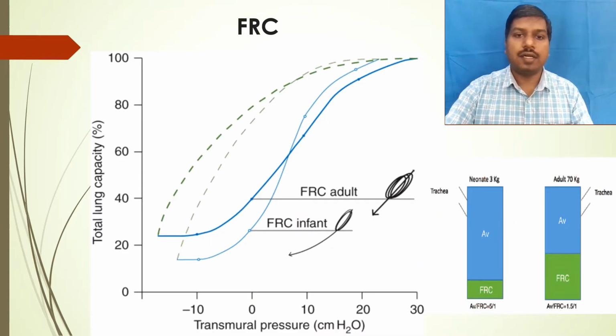Regarding the functional residual capacity, as you can see here, it is very low in the pediatric age group. It is as low as 15% of the vital capacity compared to that of 30% in adults.